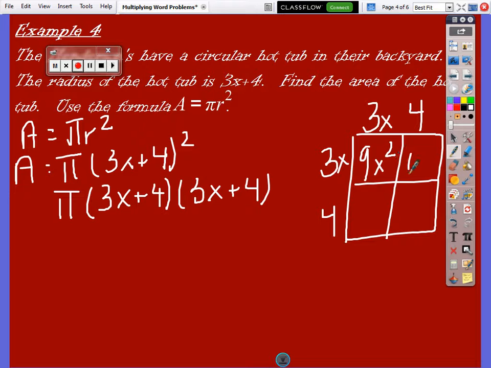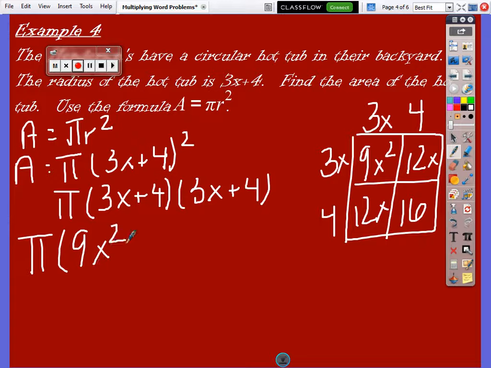3x times 4 is going to give me 12x. 4 times 3 is going to give me 12x. And 4 times 4 is going to give me 16. So I still have my pi because I haven't done anything with that. Then when I multiplied, I got 9x squared. I have like terms of 12x and 12x, so I'm going to add them together to get 24x. And then I have plus 16.